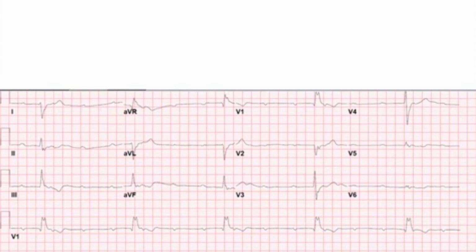So this EKG, what do you guys think? Is it a complete heart block or is it AV dissociation? I'm sorry, is it high-grade AV block or is it complete heart block? Again, it's just for the EKG. I don't think any of us as an EP will say, yeah, he needs a pacemaker, you know? That is for sure.